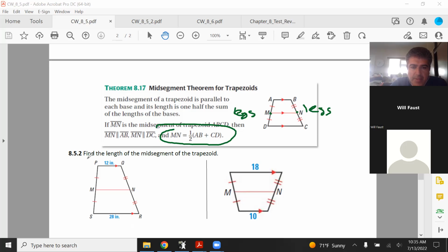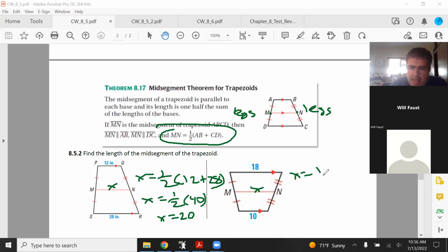So if I look at the example down here, 8.5.2, I'll call this X. So X is going to be half of 12 plus 28, or X is half of 40. So X is 20. Here, same thing. X will be half of 18 plus 10, or half of 28, which is 14.